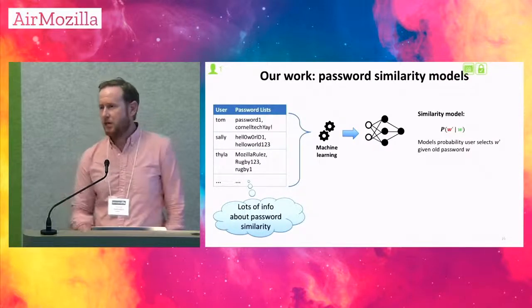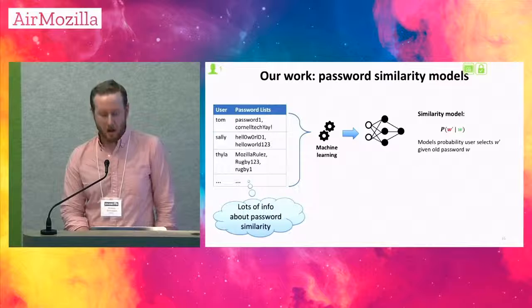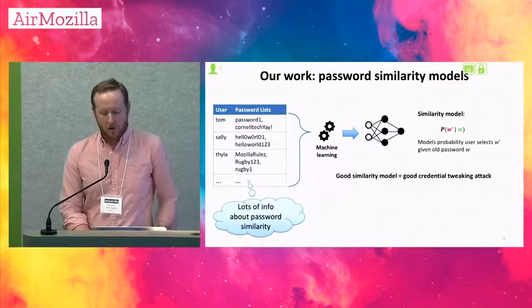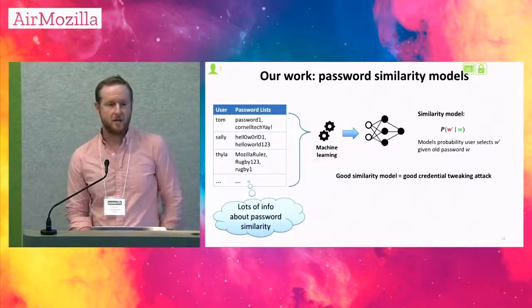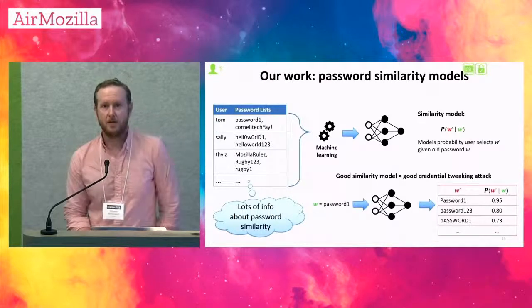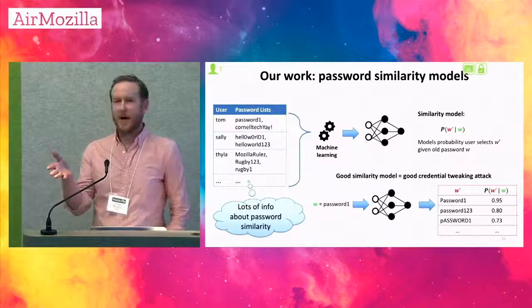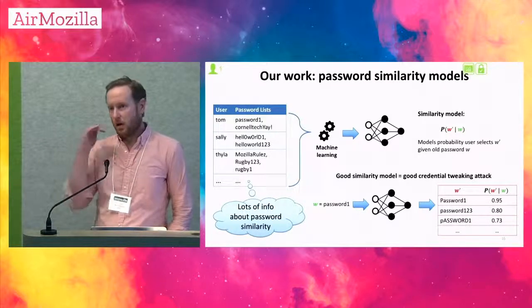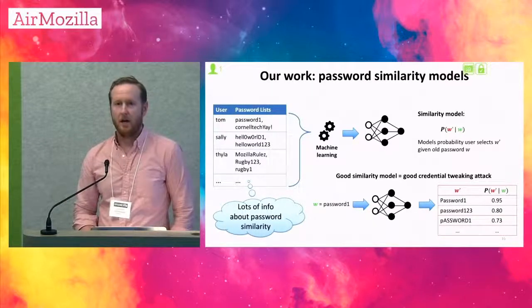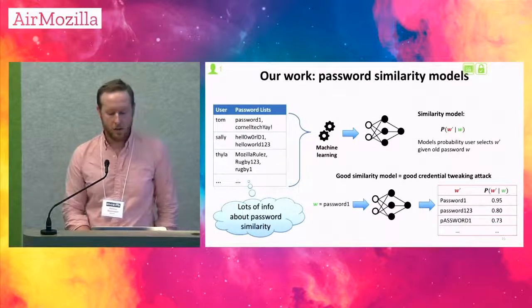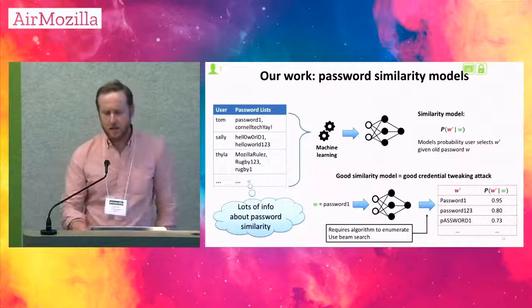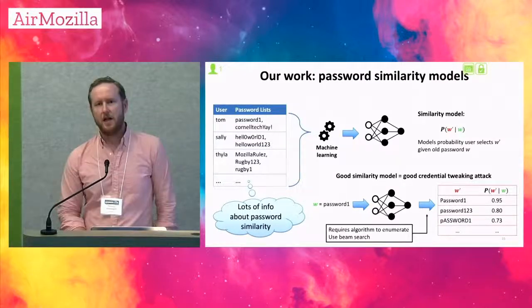And we want to be able to do that for all the W's that we see out there. And if we get such a good estimate of this password similarity model, this ends up giving us a good credential tweaking attack, because you can basically stick in the breach password and, with a little bit of work, enumerate a bunch of passwords in probability order under this good conditional probability distribution. There is some work to do here, but it's not too bad.